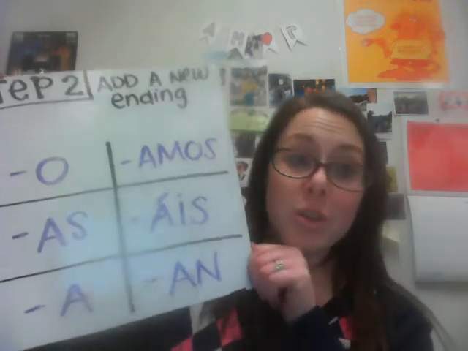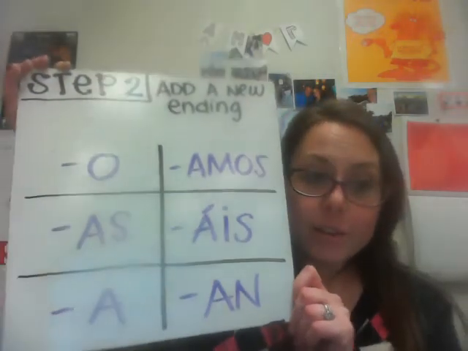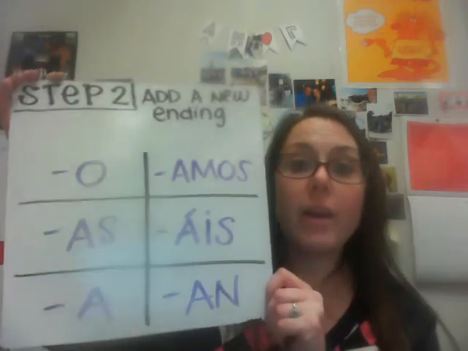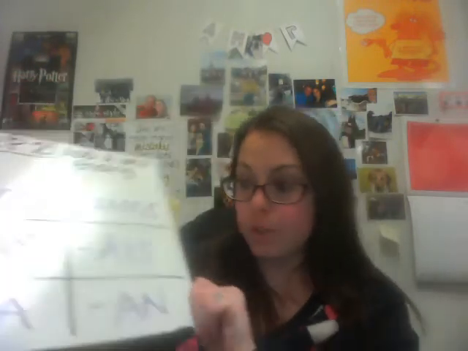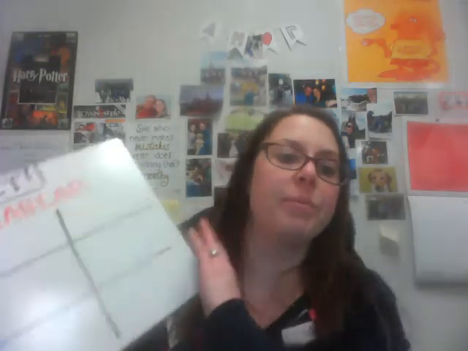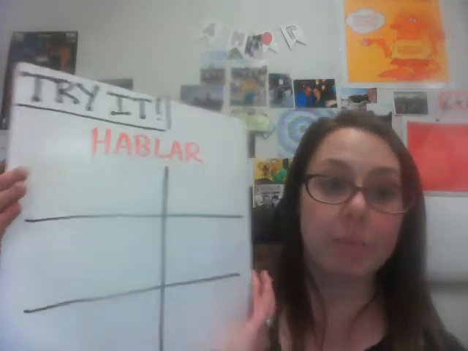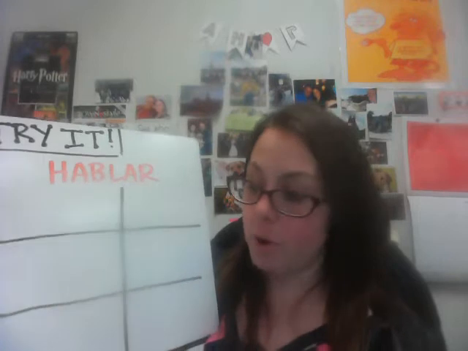So I'm going to show you right now what to do. What are we adding this to? Well, we're taking step one and combining it together with step two. So if I have a verb like hablar, again, what I'm going to do first is get rid of my ending.